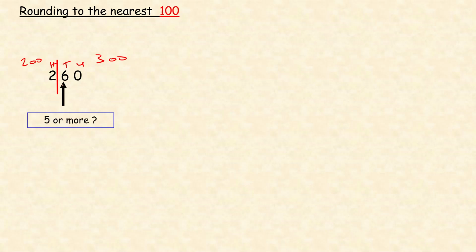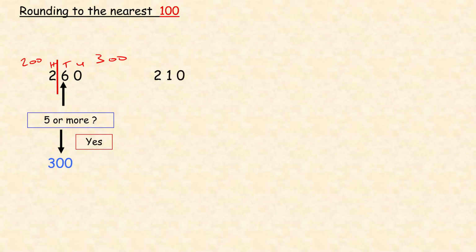So let's look at rounding to the nearest 100 this time. Okay. So I've got 260. So to the nearest 100, that's going to be between 200 and 300. Now I've got hundreds, tens and units. So this time I'm looking at my tens. And I check my tens. Is it 5 or bigger? It is. 6 is bigger than 5. So I'm going to round up to 300.